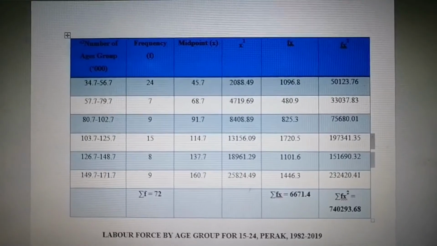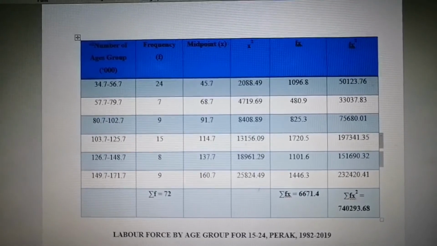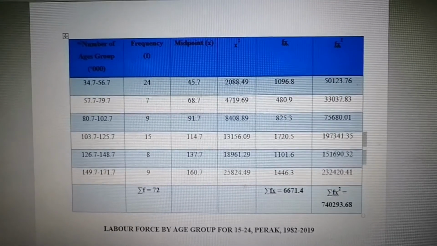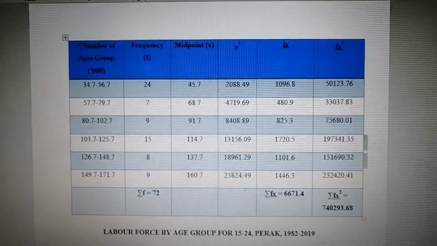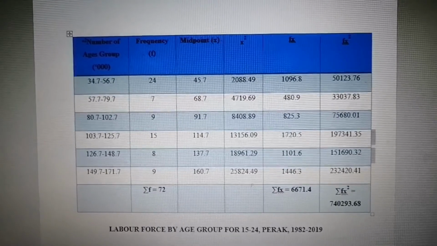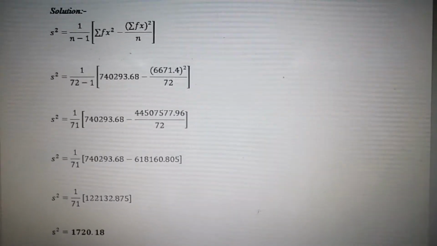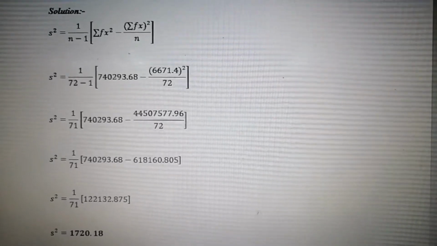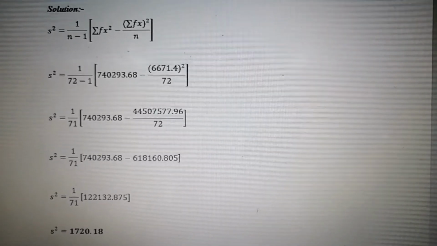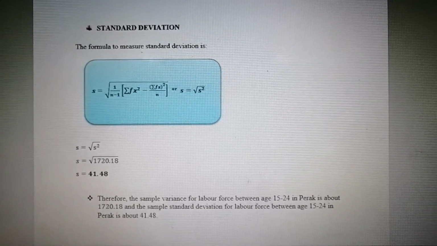Next, we move to variance. The formula to measure variance is as follows. Before we go to the solution, we need to find the total of frequency, fx, and fx square. So the total of frequency is 72, fx is 6,671.4, and fx square is 740,293.68. Then we can calculate the variance, and this is the solution, and the last answer we will get is 1720.18.